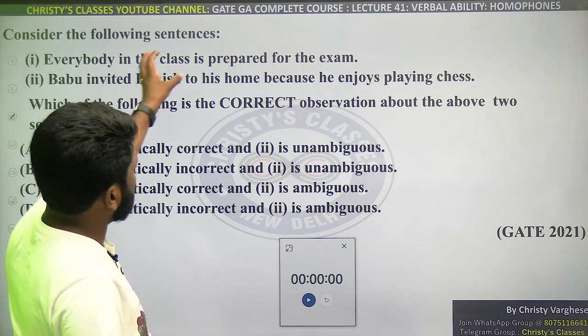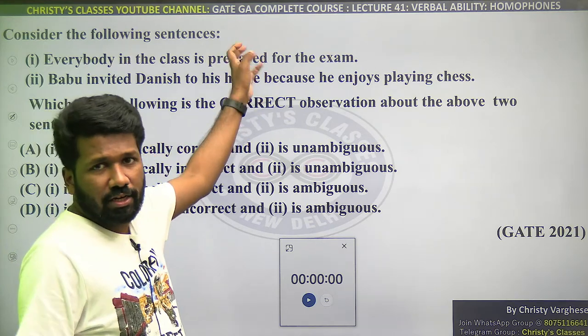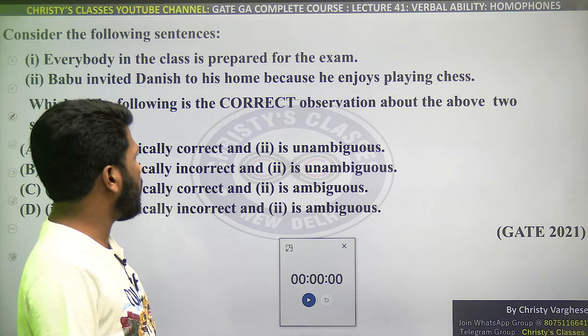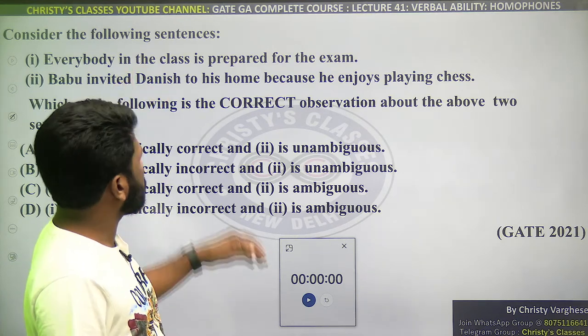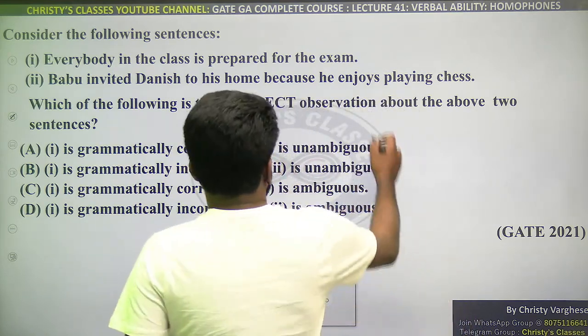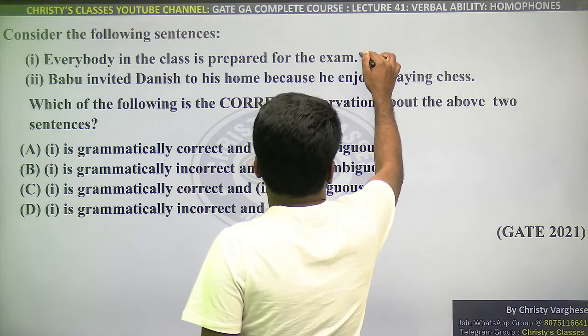Everybody in the class is prepared. So that is in past tense. That is totally correct. If the thing is happening in the past, it is totally okay, na? And subject-verb agreement also, there is no problem as such coming in this sentence. So statement one is totally okay, grammatically okay.